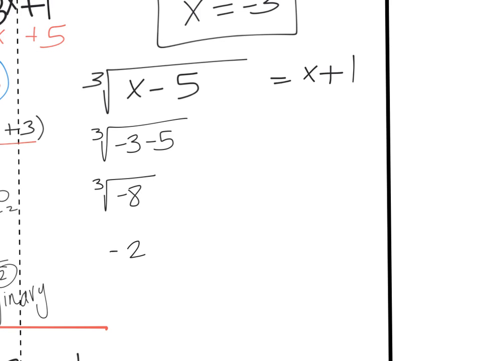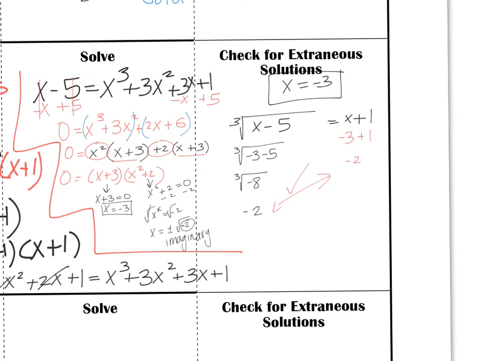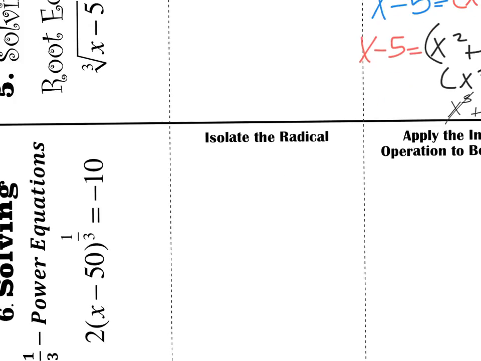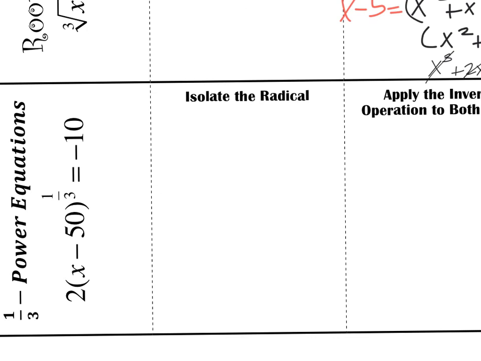Now let's see if we're going to get that on the right side of the equation. So plug in -3 for x. You will end up having a -2. So that is correct. So x equals -3 is an acceptable solution. This is how you would solve a cubic root. Now let's move on to our last example.